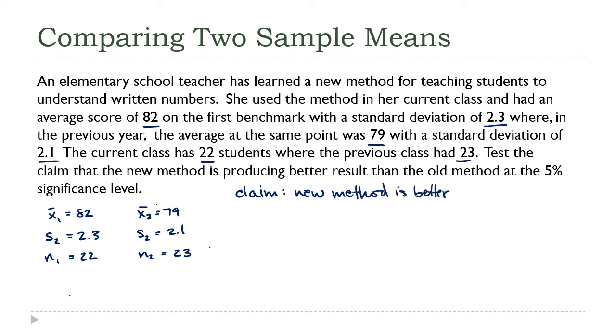Our null hypothesis, remember, not the proportions anymore, is always that the population means in this case are the same. And my alternative hypothesis is that the new method is better, so mu1 is greater than mu2.